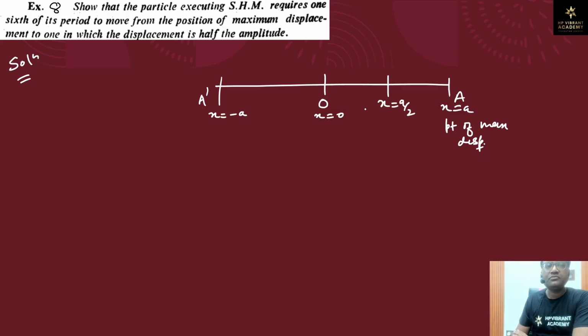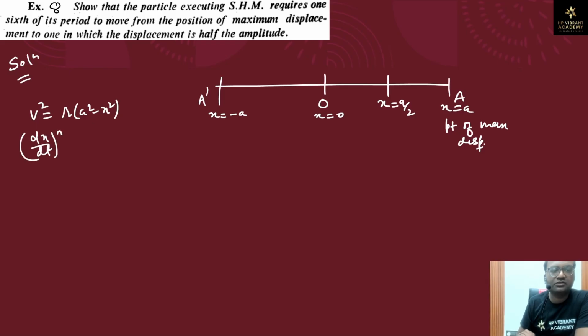So we have the expression for the velocity as v square is equal to mu (A square minus x square). So we have (dx upon dt) whole square is equal to mu (a square minus x square). So from here we have dx upon dt is equal to plus minus root mu times root under a square minus x square.